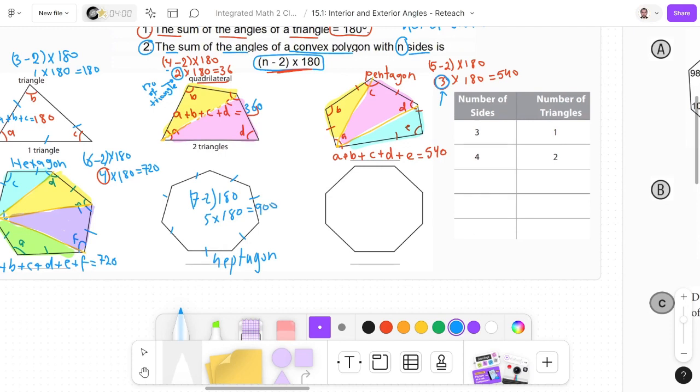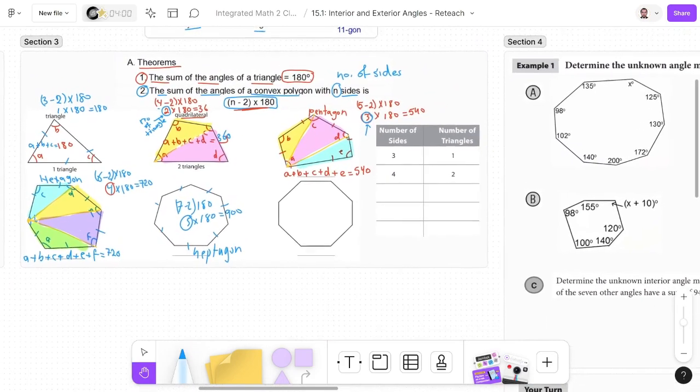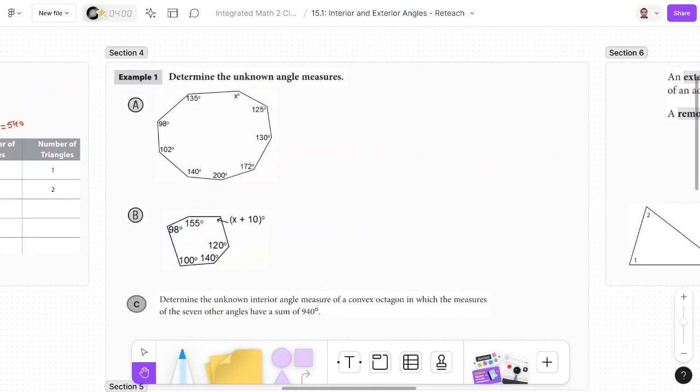And how many triangles do I have here? Five triangles. Same thing for the last one. Okay, you understand now. Now let's take some examples about what we learned.